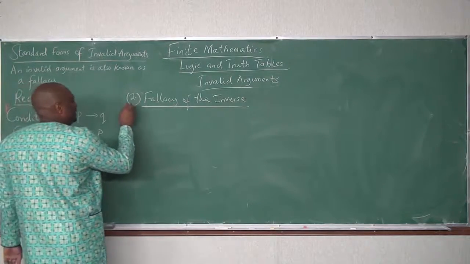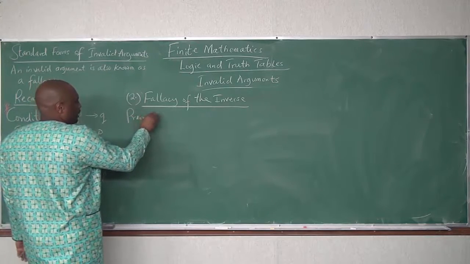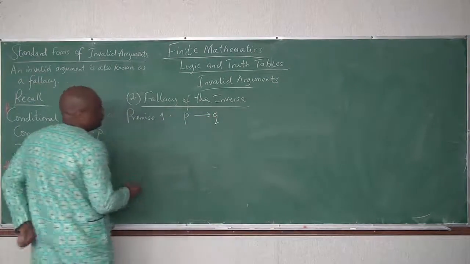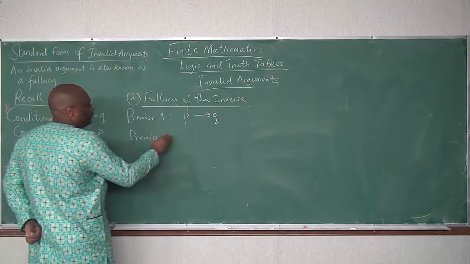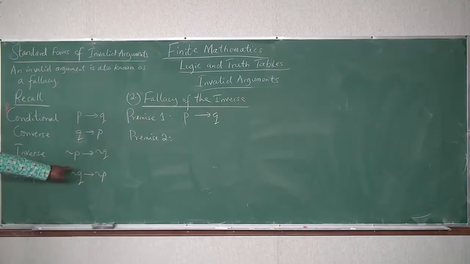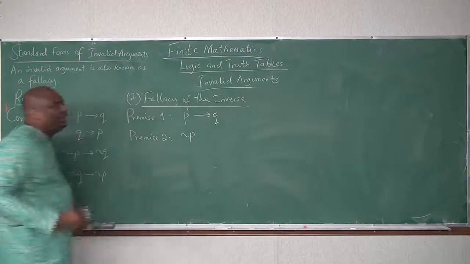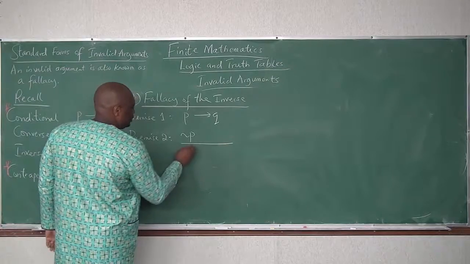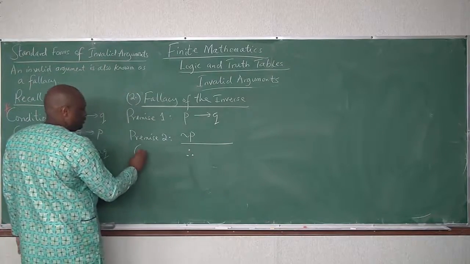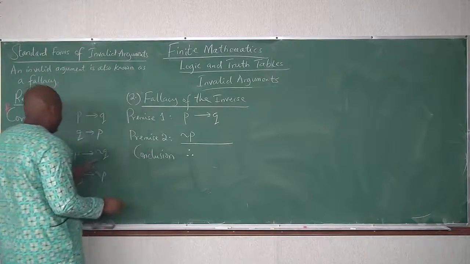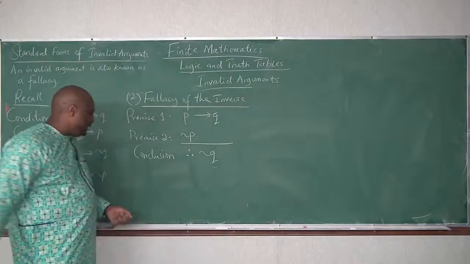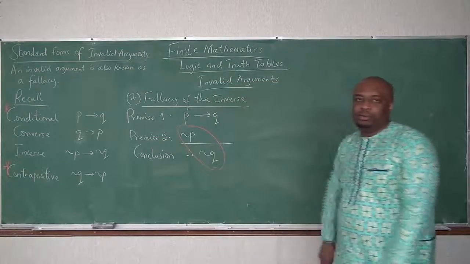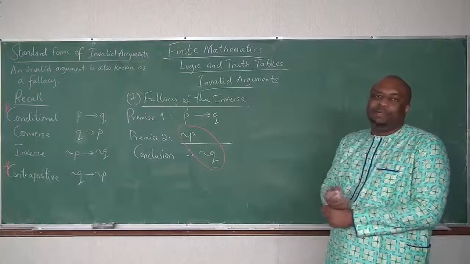So, fallacy of the inverse, what is the premise one? The premise one will be P implies Q. Premise two, what do you think the premise two will be from here? Not P. Without memorizing this, you just understand it. No? Therefore, conclusion, therefore not Q. And this is the way it goes here, if you follow the method that we talked about in the previous video.